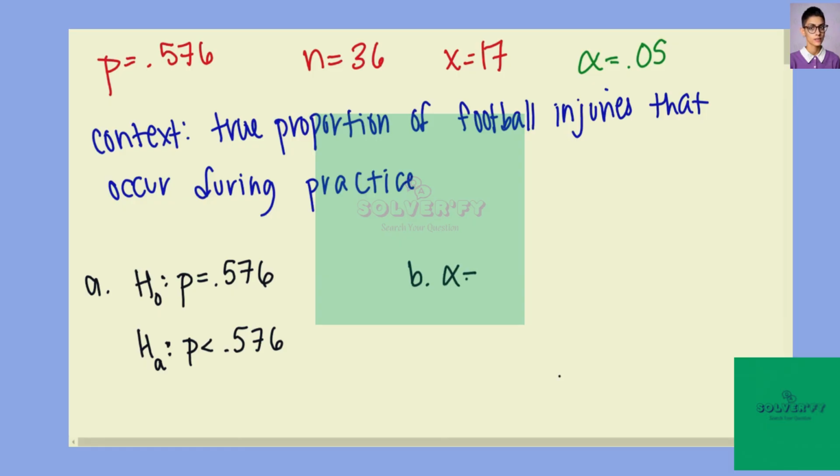We're testing this at a significance level of 0.05. And since P is less than, this is a left-tailed test. So our critical value is negative 1.64.